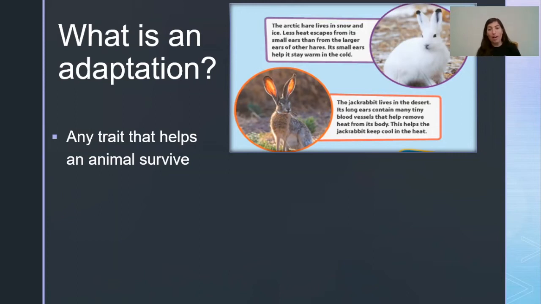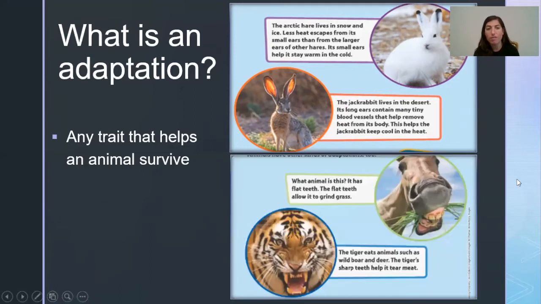On the other hand, the jackrabbit lives in the desert. Its long ears contain many tiny blood vessels that help remove heat from its body. This helps the jackrabbit cool down in the heat. So the Arctic hare lives where it's cold. It needs something to help it stay warm. The jackrabbit lives in the desert where it's nice and warm, which means it needs to find a way to cool down in the heat. So they both have different adaptations that help them survive in their environment.